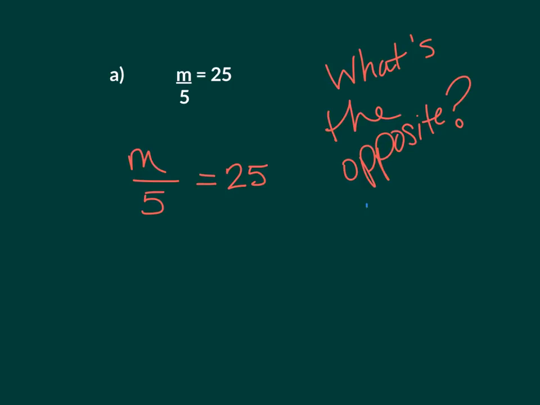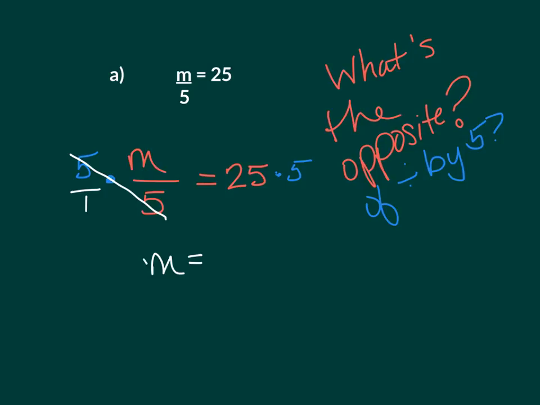So what is the opposite of divide by 5? Opposite of division, of course, is multiplication. So I'm going to be multiplying both sides times 5. Now, when I multiply this side times 5, it's really helpful to think of this as two fractions, if you will, even though I know that those both mean division. Because now I can see that these both cancel out, and I'm left on this side with M all by itself, like I want, and that's equal to 25 times 5.